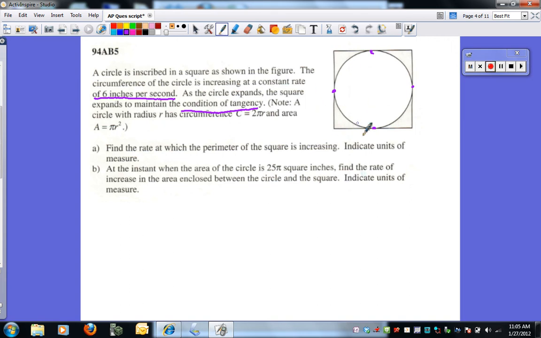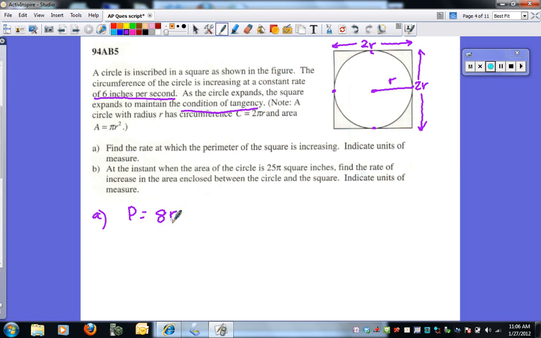So the first thing I'm going to do is label my diagram. I know we have a radius here of r. So if the radius is r, that means the side of the square is going to be what, everybody? You got it, 2r. And then over here is also going to be 2r, which is lovely. So we have 2r and 2r. To find the rate at which the perimeter of the square is increasing, my perimeter is going to be adding up all the sides, the distance around. So it's going to be 2r times 4, or 8r.